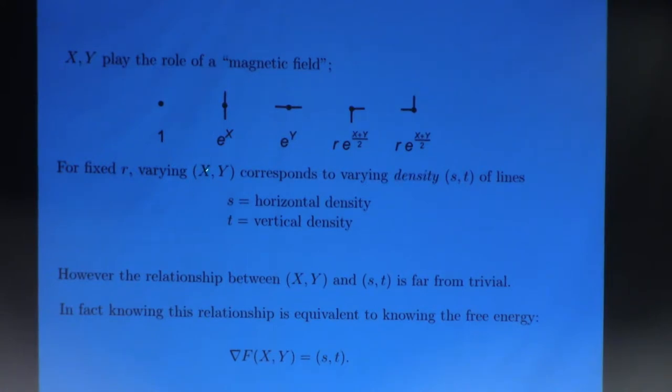So there's this somewhat interesting relationship between these two parameters, x and y, and the density of lines, which is determined by two real numbers, s and t. s is the horizontal density of lines, the number of lines per unit segment horizontally, and t is the number of lines per unit segment vertically. If you increase x, you increase s. If you increase y, you increase t. Does that make sense?